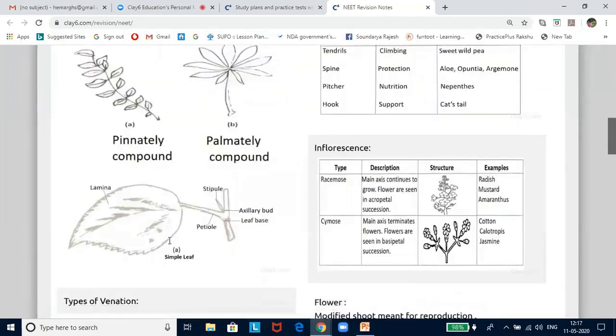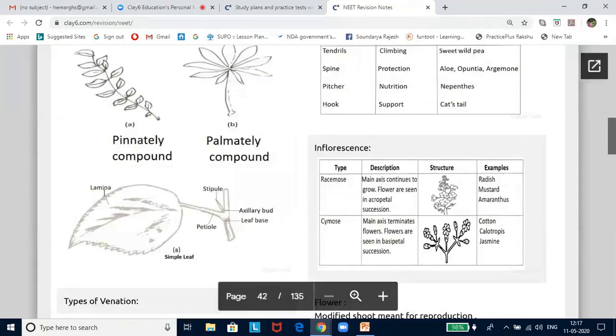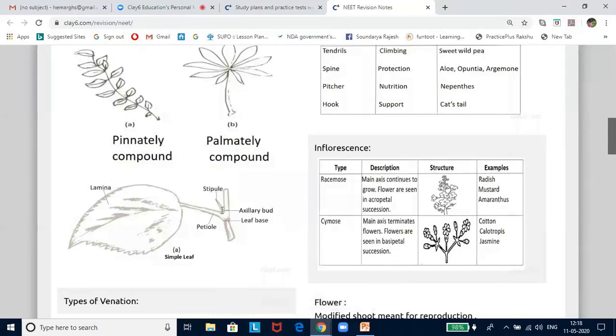This is a simple leaf. So the three parts are the leaf base, this is the leaf base. This is the stalk of the leaf called the petiole, and this is the leaf blade, called the lamina. Now the leaf gets attached to the stem by a leaf base and can bear two lateral structures, called stipules. When stipules are present in the plant, it is called stipulate, or if there is no stipule present, it is called exstipulate.